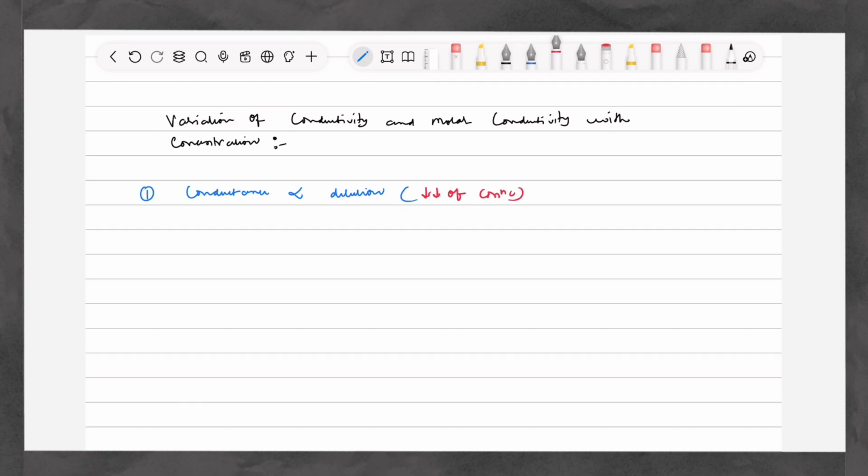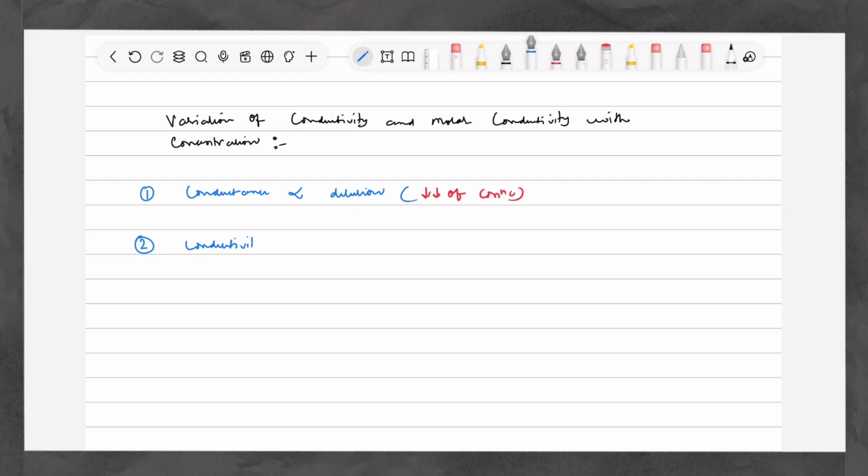This thing we have already discussed. If I am diluting the solution, then in that solution I will have more ions. So with increase of ions, we will have more conductance. This is very easy. Now moving to conductivity part, which is second formula.